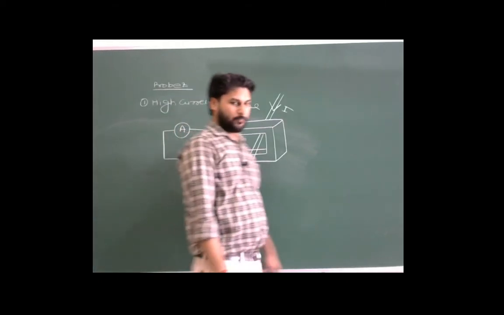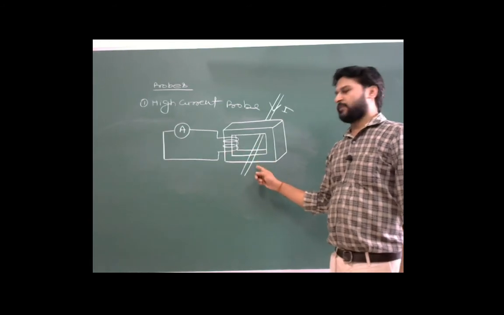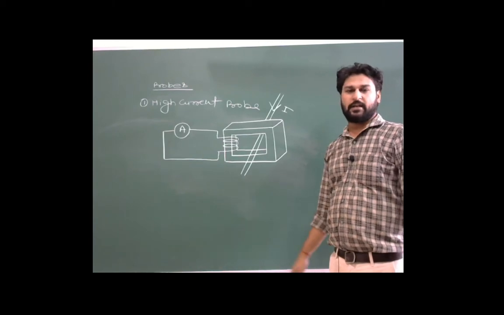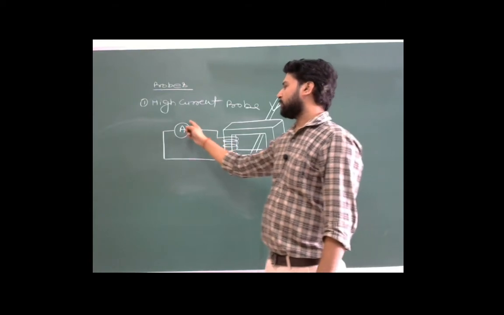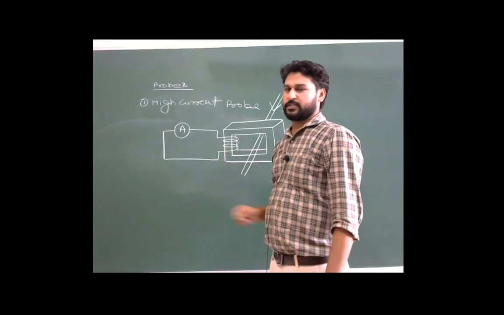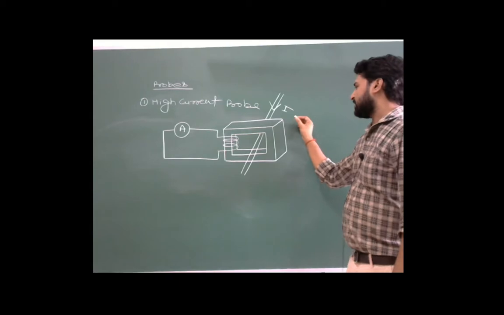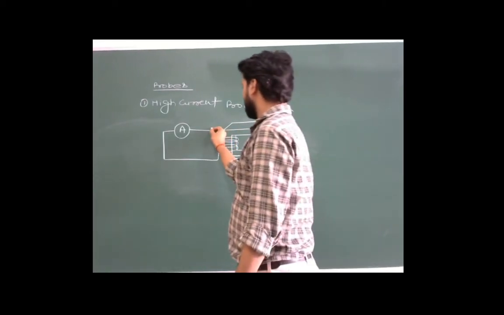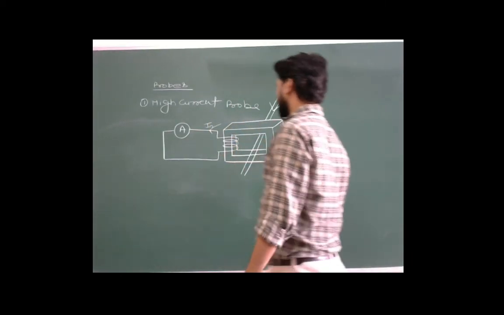So in the high current probe, the current passing through the core of the transformer induces some current in the secondary winding of the transformer, and this induced current then flows through the ammeter circuit, and this ammeter circuit will measure this induced current. Suppose this current is I1, and the current flowing in the secondary winding is I2.